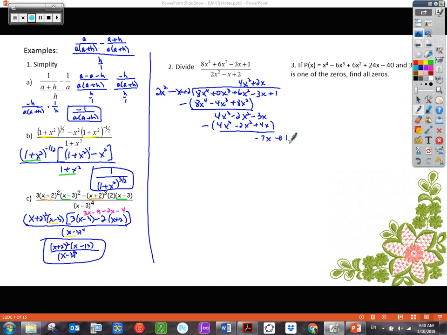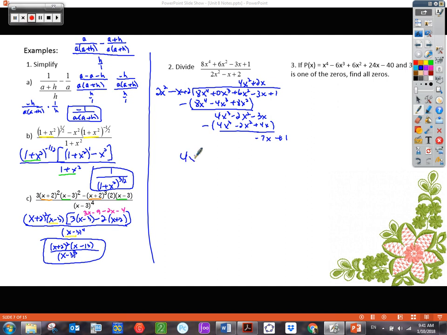Bring my next term down. And I can't divide anymore, can I? This 2x squared won't go into the 7x. So that's my remainder. And this is how you must write it. We don't do that R thing, okay, because we do this division in calculus, and this is how we need to write the answer, what we got.